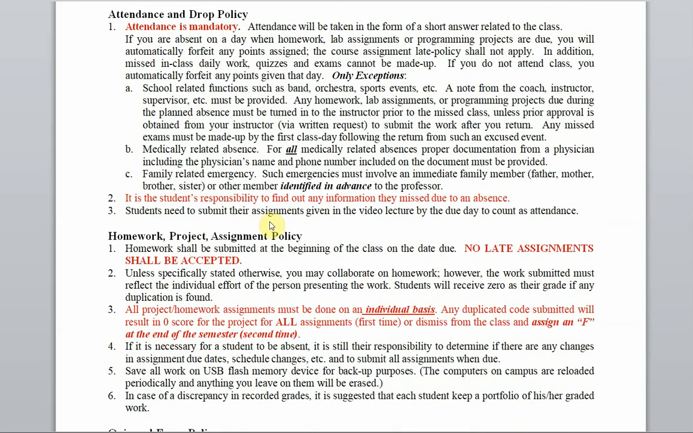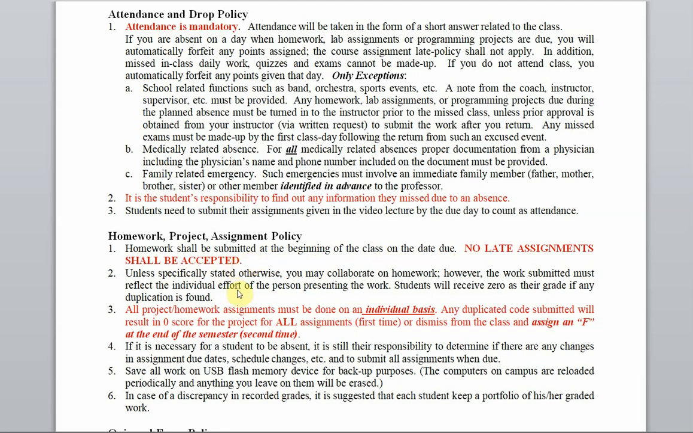Students need to submit their assignments given the video lecture by the due day to count as attendance. So that's how I'll be able to make sure you have done something every day. Homework should be submitted at the beginning of the class of the due day. No late assignments shall be accepted, so every time there's an assignment or project or anything, I will give you a due day and a time for you to submit it.